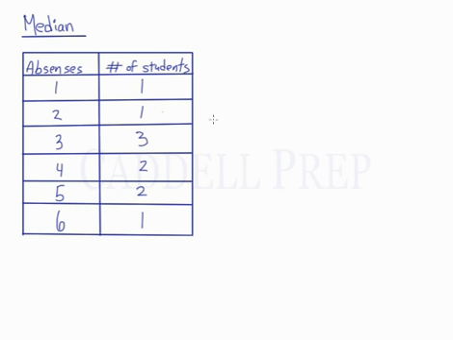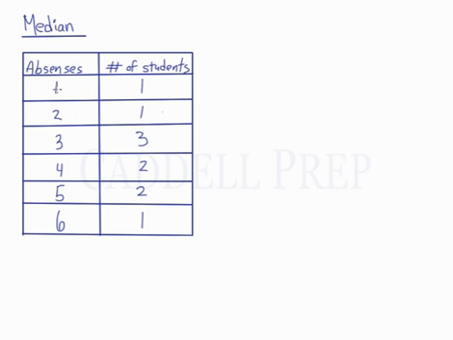In this lesson, we're going to go over finding the median if we're given a table of data. So this table shows absences and how many students had each number of absences. One student had 1 absence, one had 2, 3 students were absent 3 times, 2 were absent 4 times, 2 students were absent 5 times, and 1 student was absent 6 times. We could find the median by listing all of this data.